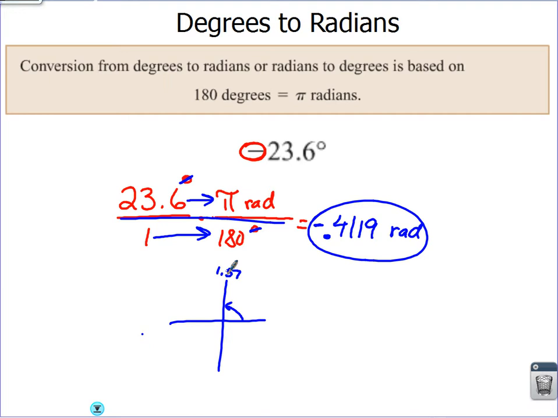So 0.4 is not quite even that. It's about a third of that. Does that make sense? A third of 1.5 would be about 0.4. It would be less than a third. So therefore, a third of 90 is 30. So this is a little bit less than 30. So that sounds good. But just make sure, since that is a negative angle, if you were to graph it, that you would graph it in this direction.